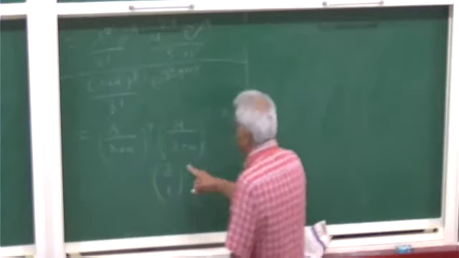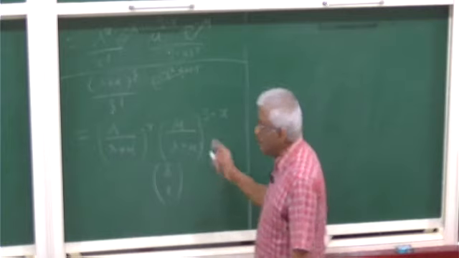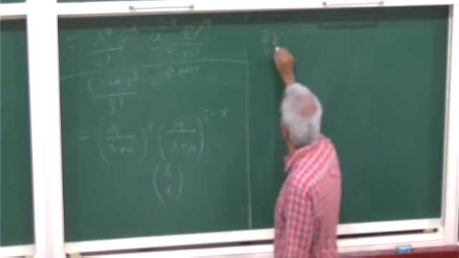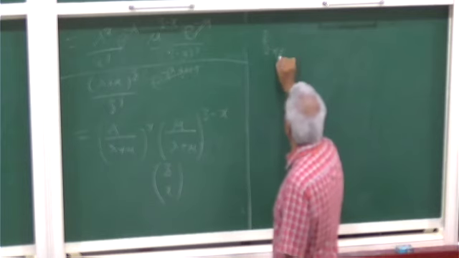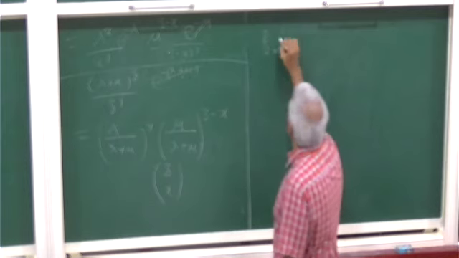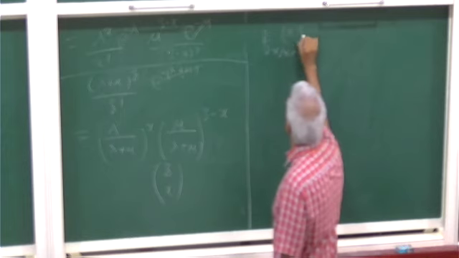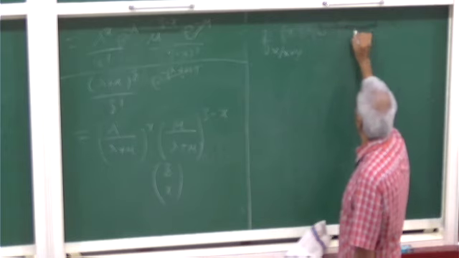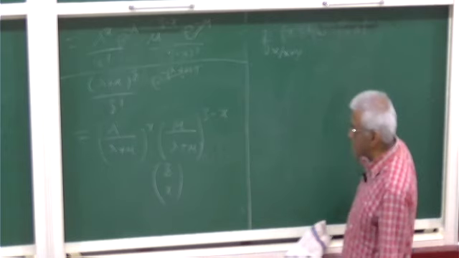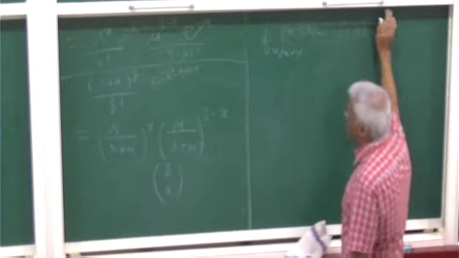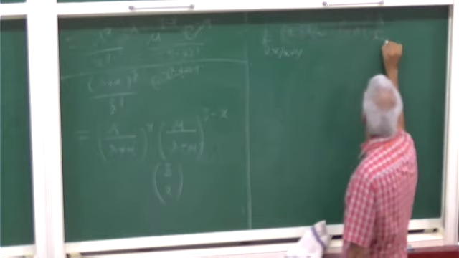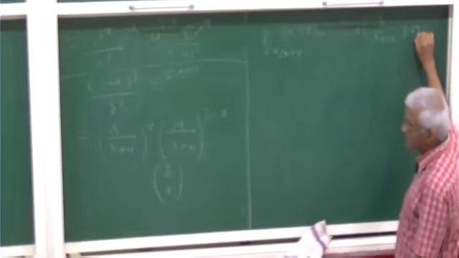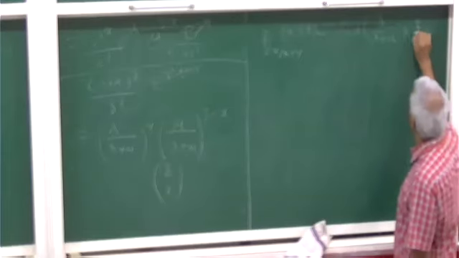Okay, so this is just the binomial distribution. The point is, when X is Poisson and Y is Poisson, the conditional density of X given X plus Y at Z follows a binomial. This is the binomial density with p equal to lambda by lambda plus mu, with n equal to Z.